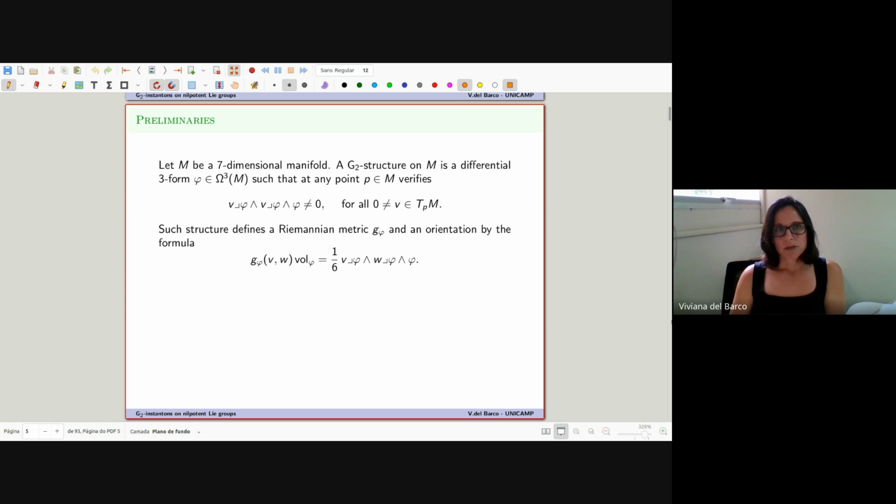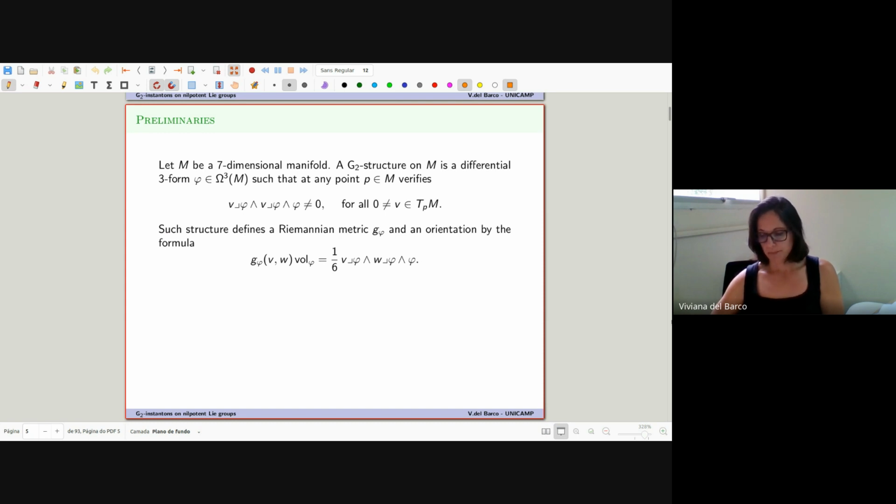Okay, I have to start with the definition of a G2 structure. I will work with M a 7-dimensional manifold. I would say that a G2 structure on the manifold is a differentiable 3-form such that at any point it satisfies this non-degeneracy condition. And any such 3-form will define a Riemannian metric on the manifold and an orientation via this formula.